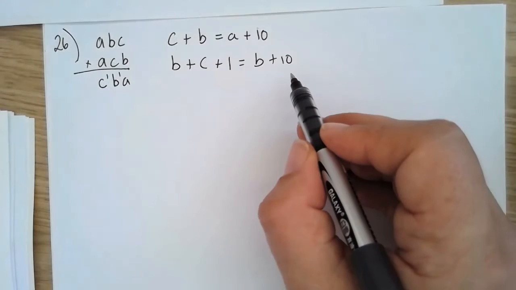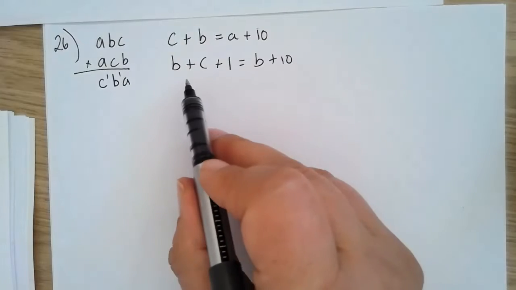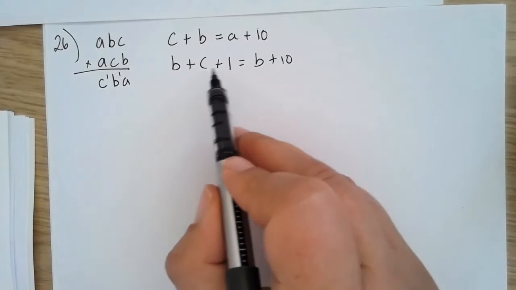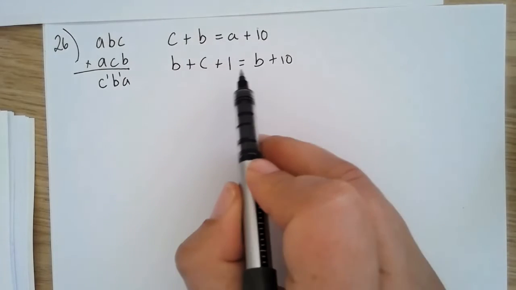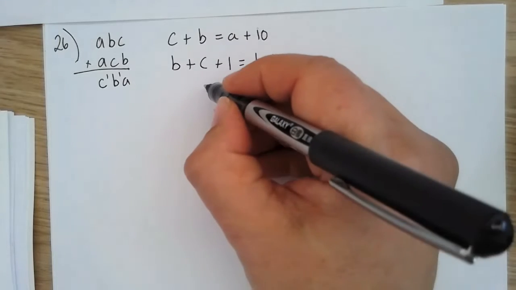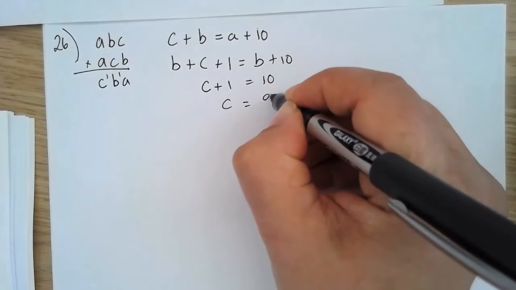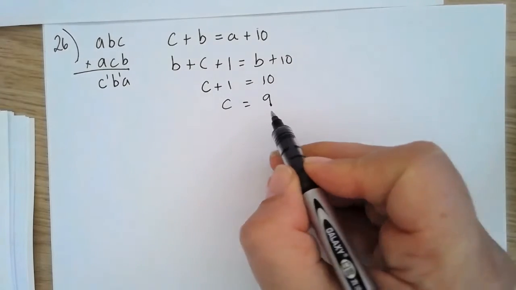So if we work those through, we've got a B, we've got a C. So here, actually the B cancels out. So we can collect the like terms. B subtracts from both sides, which gives us C plus 1 equals 10, and therefore C equals 9. So we know that C equals 9.